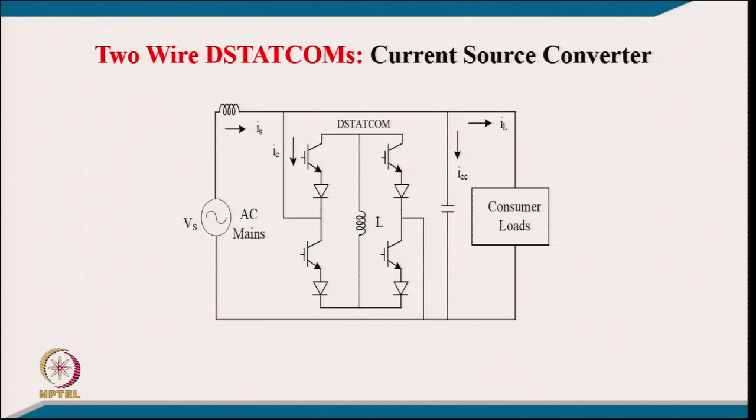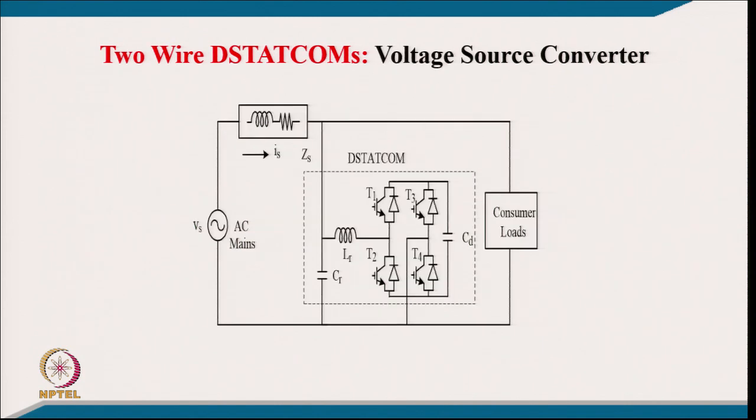So, this is the current source converter based D-STATCOM, just to give you an idea how it looks, typically for a single phase configuration. Then this is the voltage source converter: after the source impedance, you have a single phase H-bridge voltage source inverter with the interfacing inductor, and then a small capacitor.